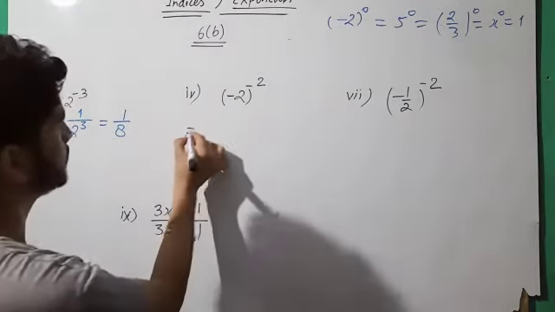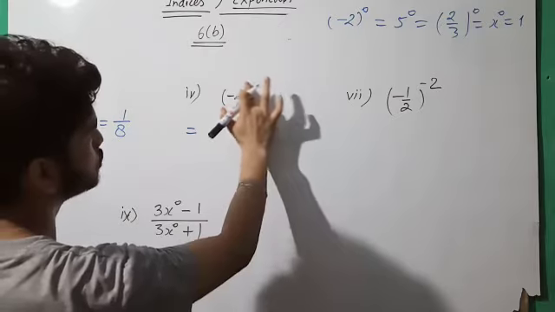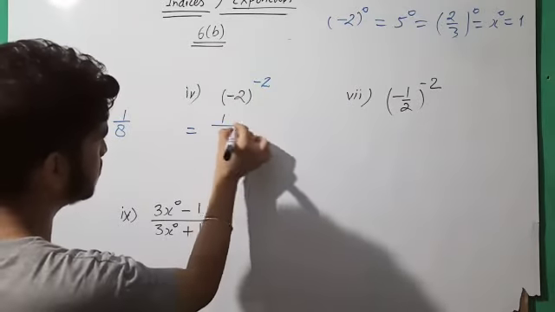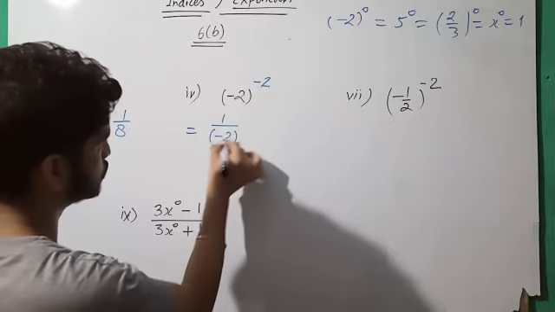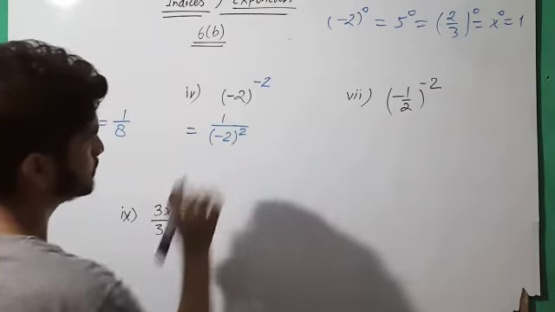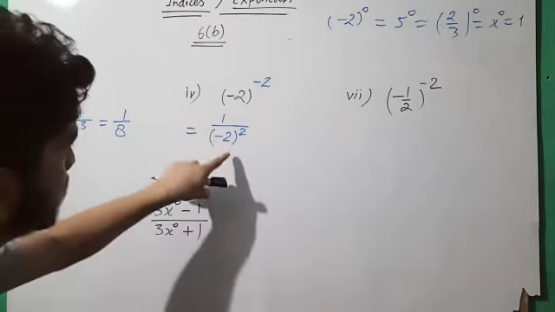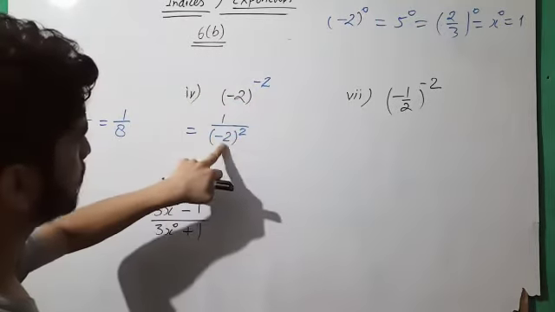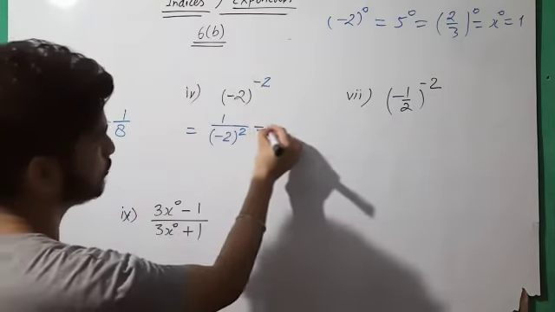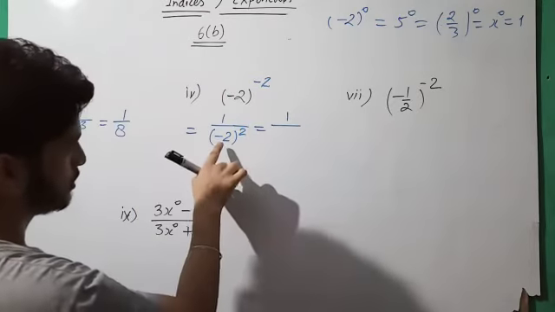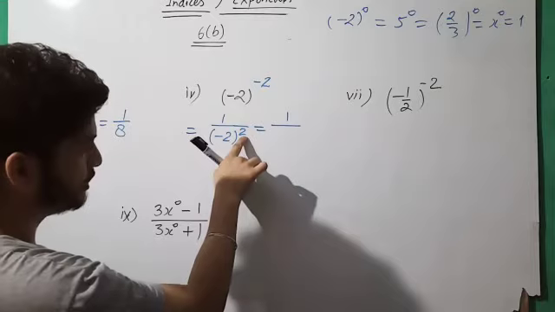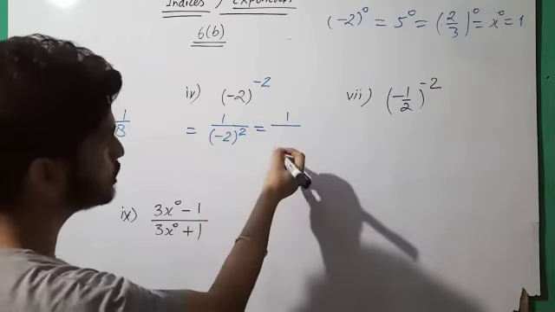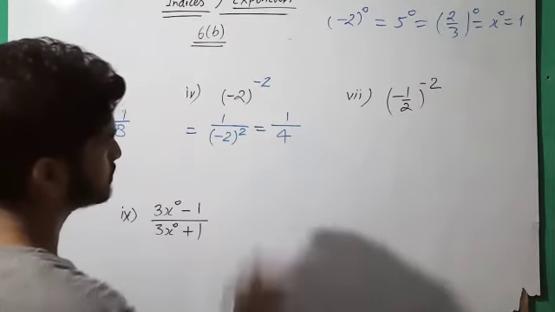Now here we have power minus 2. First of all we have to take it as power plus 2. So can you write like this? 1 upon minus 2 to the power 2. If we write it in the numerator, it will become minus 2 to the power minus 2. Now we have 1 upon minus 2 squared: power even and negative number, so the answer is always positive, because minus 2 into minus 2 is 4. So our answer is 1 by 4.